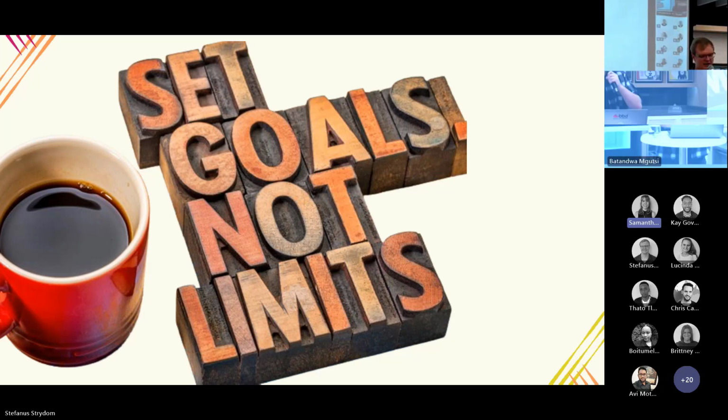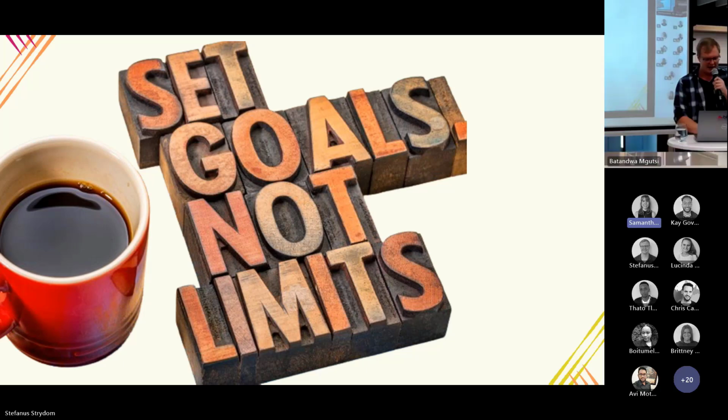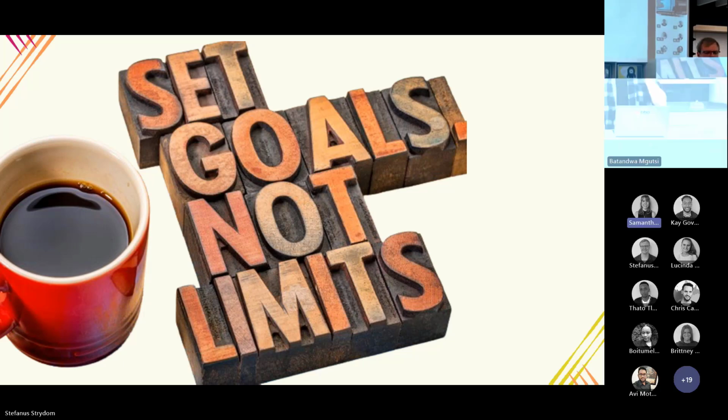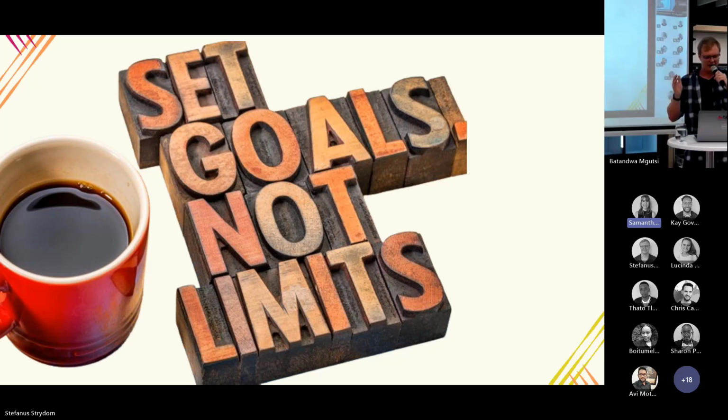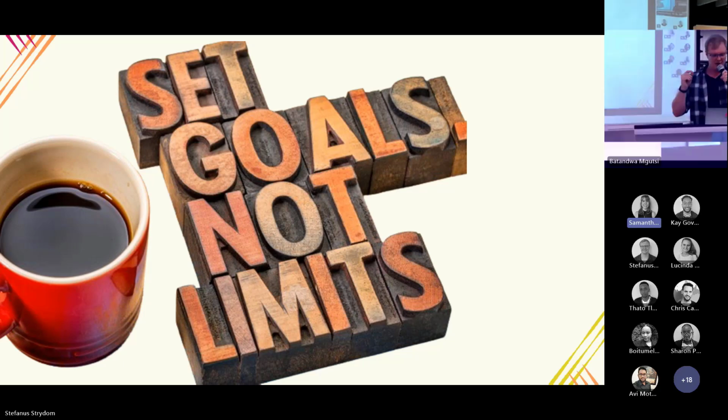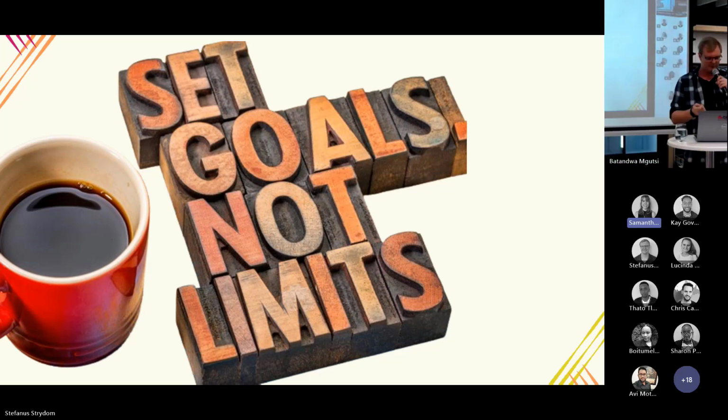So if we only set objectives, you run the risk of solving a very specific problem, and then it ends up being a short-term solution and not looking at the larger problem, right? So that's the importance of setting goals and not only objectives.